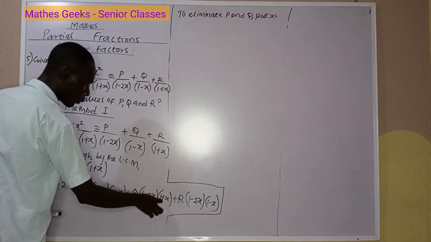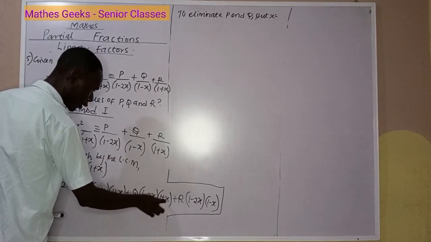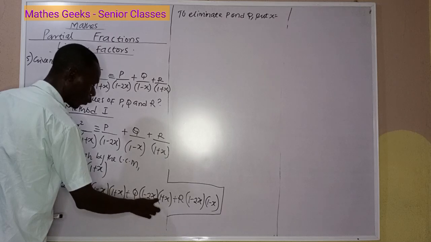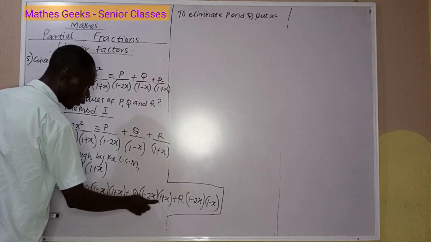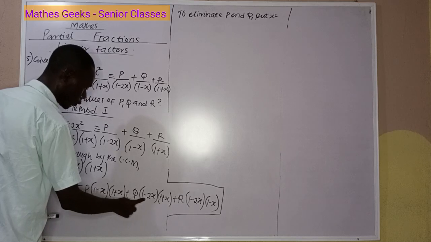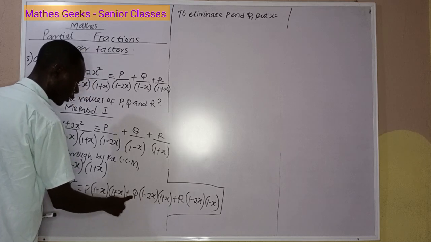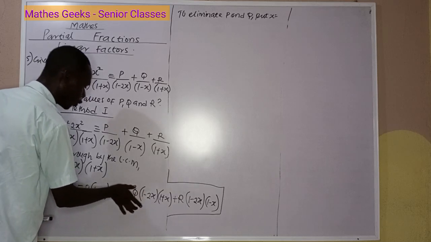So 1 plus x times −1 will give me −1, and 1 − 1 will give me 0. 0 times what I get in this bracket will be 0. 0 times q will be 0, which means I have eliminated q.